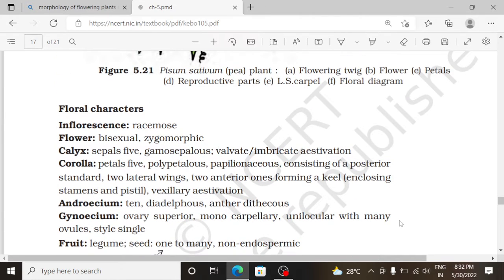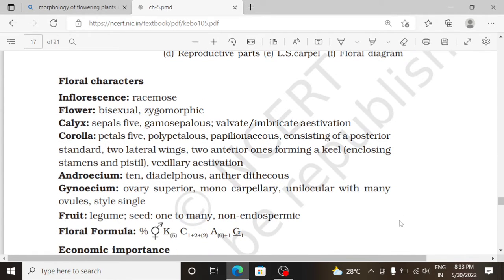Then the floral characters: the inflorescence is racemose, flower is bisexual and zygomorphic, calyx has sepals 5 and gamosepalous, with valvate or imbricate aestivation. Corolla has petals 5, polypetalous, papilionaceous, consisting of posterior standard, 2 lateral wings, 2 anterior ones forming a keel, enclosing stamens and pistil, vexillary aestivation.